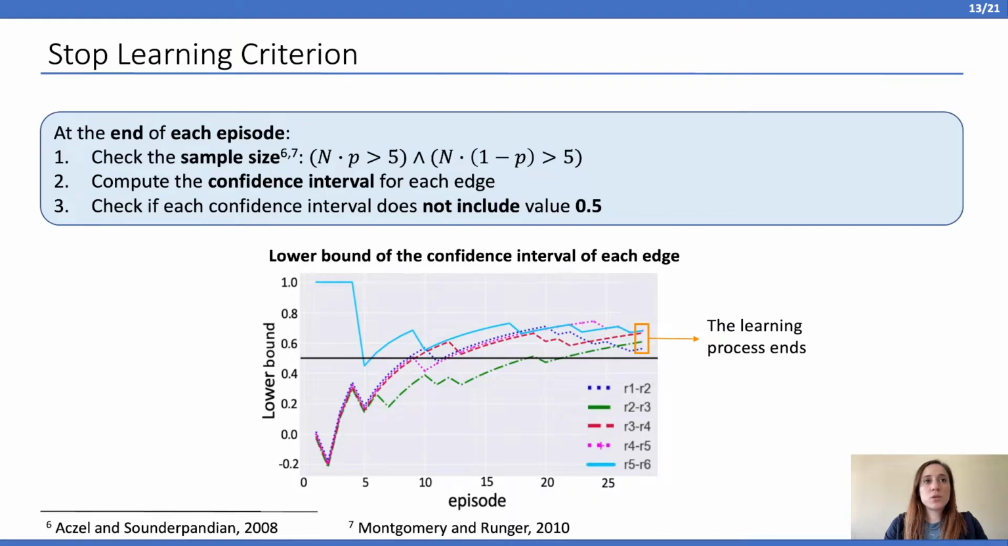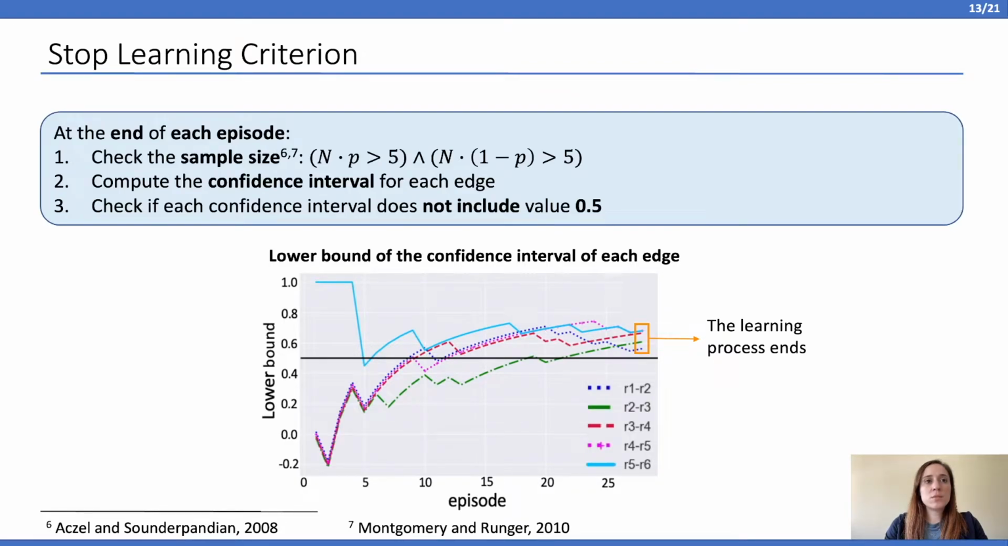To decide when the learning process can be stopped, we propose a criterion based on confidence intervals of state variable equality probabilities in the MRF. At the end of each learning episode, for every edge, we analyze the sample size, and we compute the confidence interval. We stop the learning phase when all the sample sizes are large enough and all the confidence intervals do not include the value 0.5.